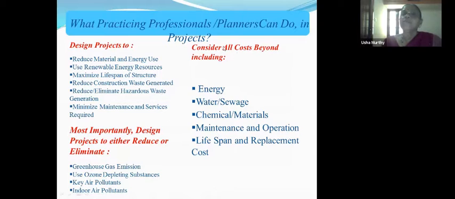When we talk about the estimation, all these things, that is energy, water, wastewater treatment and chemicals usage, materials usage, maintenance, operation, lifespan, and replacement cost, all these things should be included in the cost.